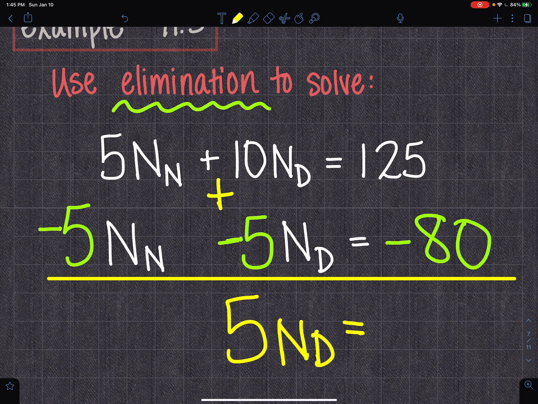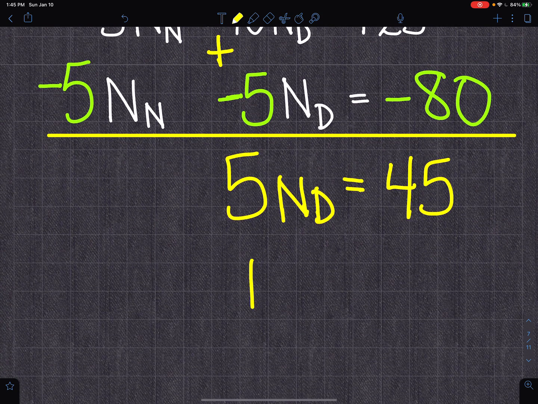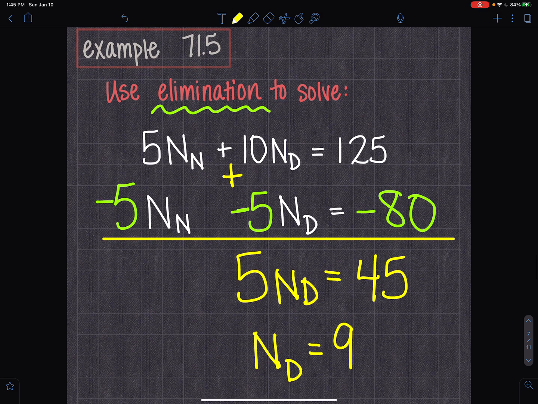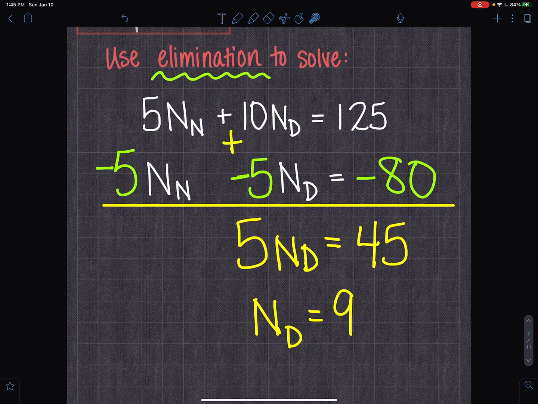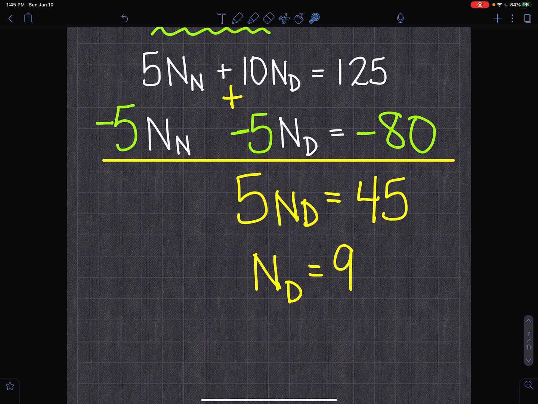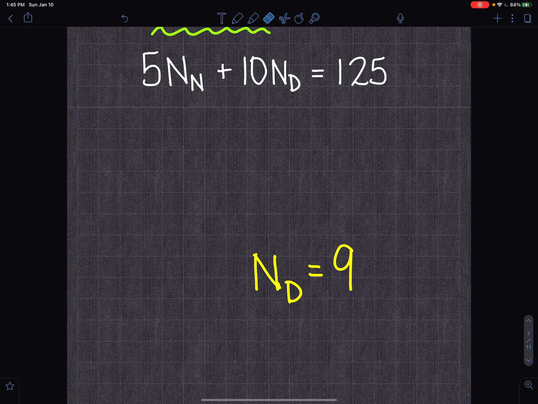What's 125 minus 80? Turns out it's 45. So 5 times what equals 45? nd is going to be equal to 9. So now that I have that nd, I can plug this into any of these, whichever one is easier, and get the number of nickels, nn. All right, so let's do that. I'm just going to erase this because I don't need it anymore.